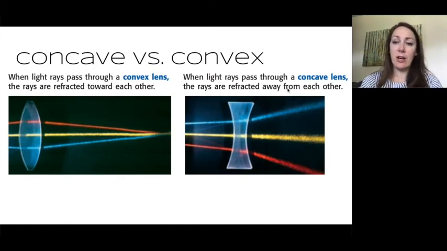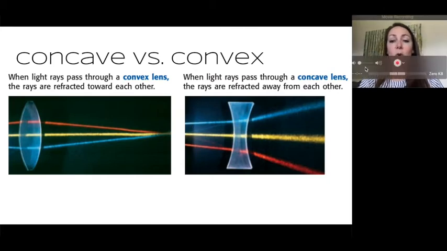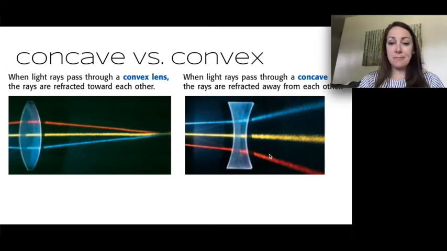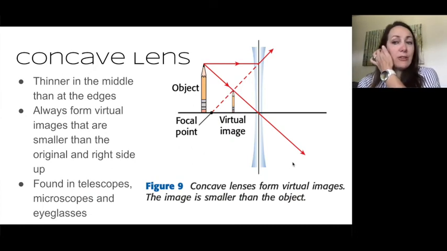When light rays pass through a concave lens, so that means on either side we have a dip, okay? We've got caves. When light rays pass through a concave lens, the rays are refracted away from each other. So they're not converging, they are diverging, okay? Concave lenses are thinner in the middle and thicker at the edges. They will always form a virtual image that is smaller than the original and right side up. So you might want to put that in your notes. A concave lens always forms images that are smaller than the original and they're right side up.